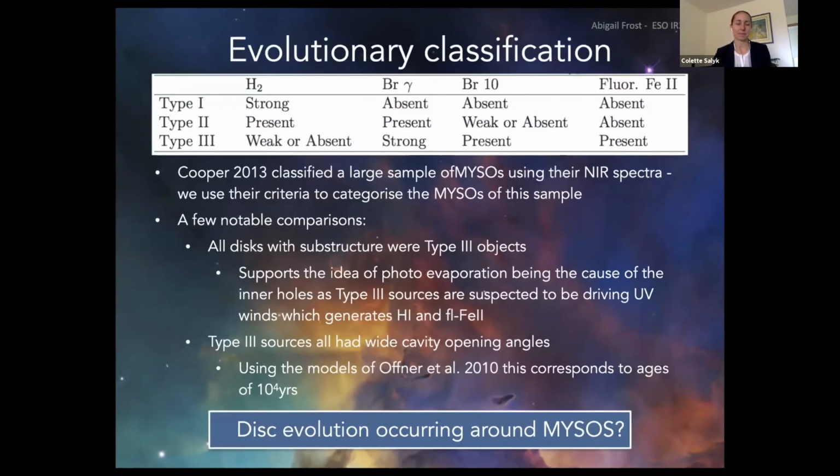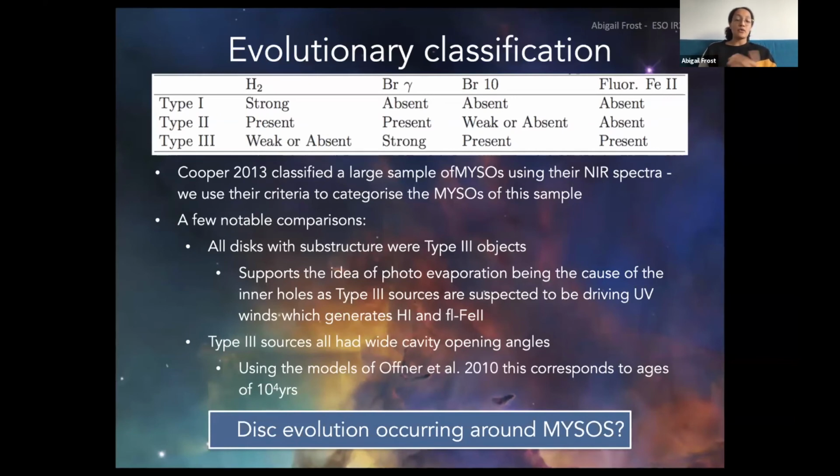Thank you. Once we had these geometrical characteristics for the sources, we decided to see how these might fit into an evolutionary sequence. Such a sequence was derived for MYSOs by Heather Cooper in 2013. She looked at the near-infrared spectra for a large group of the MYSOs, and she saw that various emission lines that you can see listed here changed depending on the type, and she could then group them into types. Type 1 here are the youngest and type 3 are the eldest. We looked at the spectra for all of our sources and classified them according to these types.